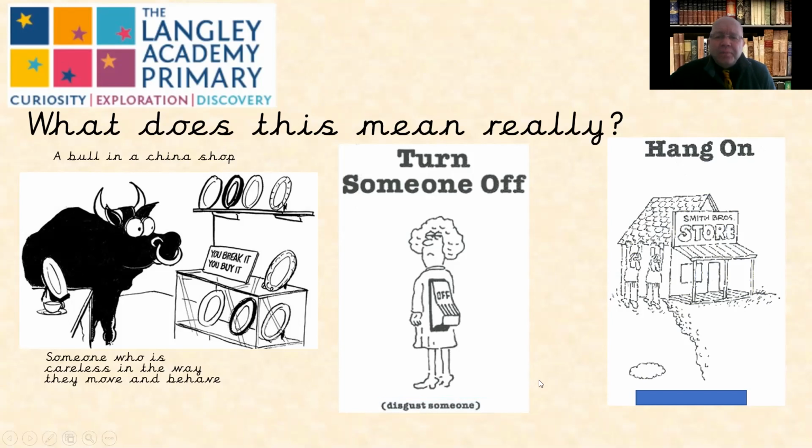To hang on is to persevere, to keep going, to keep trying at something until you get better or get it right. So, bull in a china shop, to turn someone off and to hang on. They don't literally mean put a bull in a shop, put a switch on a person, or hang on to a building. The idioms mean to be careless, to actually disgust someone so that they don't want to know you anymore, or to persevere, to keep going until you get it right or at least improve at something.